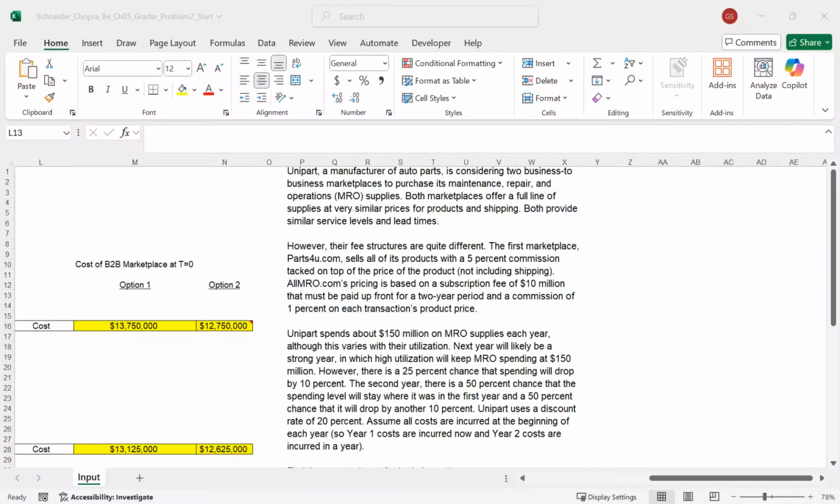Hi everyone. So today we are walking through a decision tree analysis. The company here is Unipart, and they're trying to figure out which online marketplace it should use for its MRO supplies. So they have two options. They have partsforyou.com and aimro.com, and each one has a bit of a different cost setup.